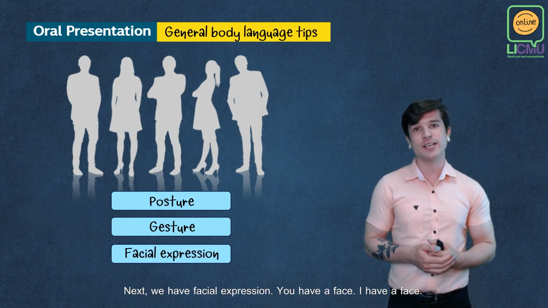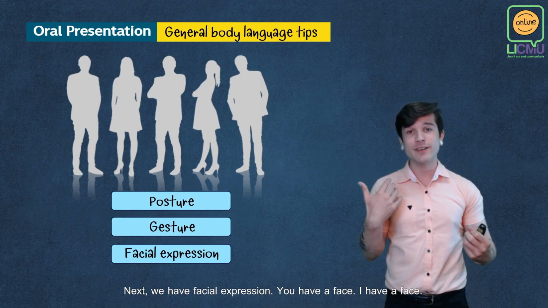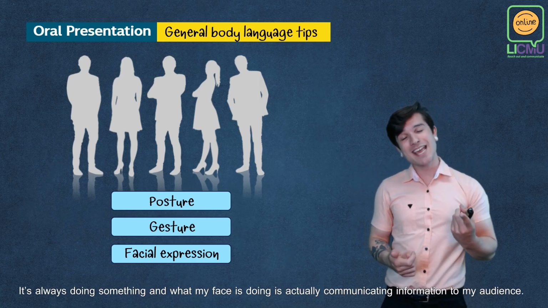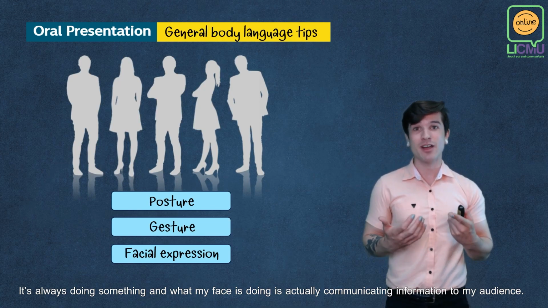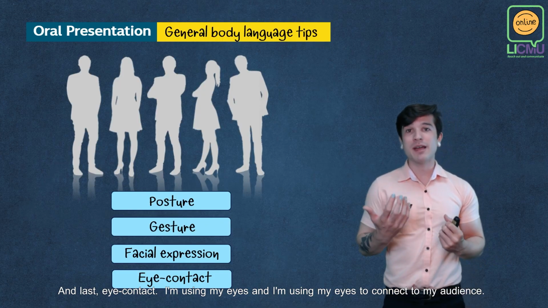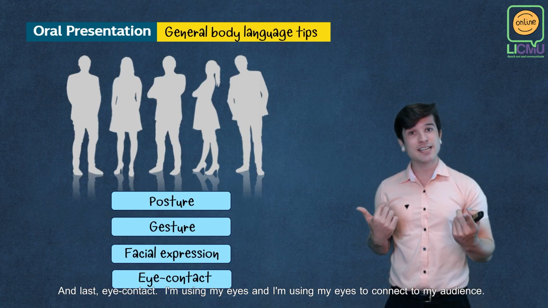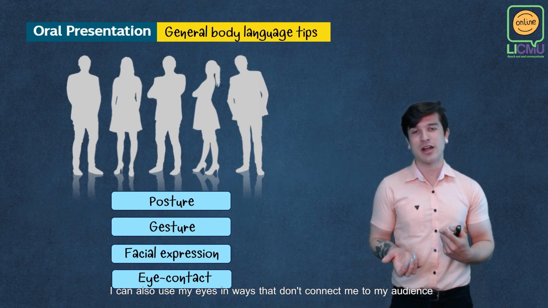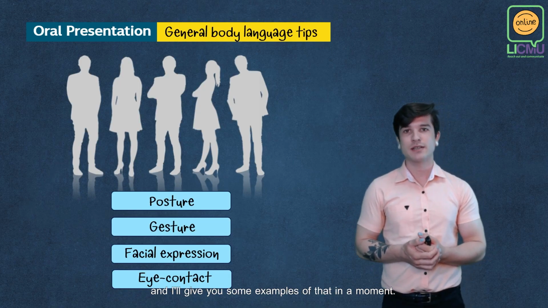Next, we have facial expression. You have a face. I have a face. It's always doing something, and what my face is doing is actually communicating information to my audience. And last, eye contact. I'm using my eyes, and I'm using my eyes to connect to my audience, but I can also use my eyes in ways that don't connect me to my audience, and I'll give you some examples of that in a moment.